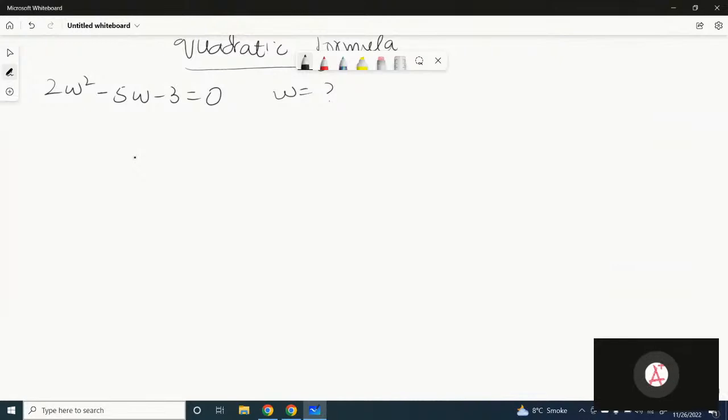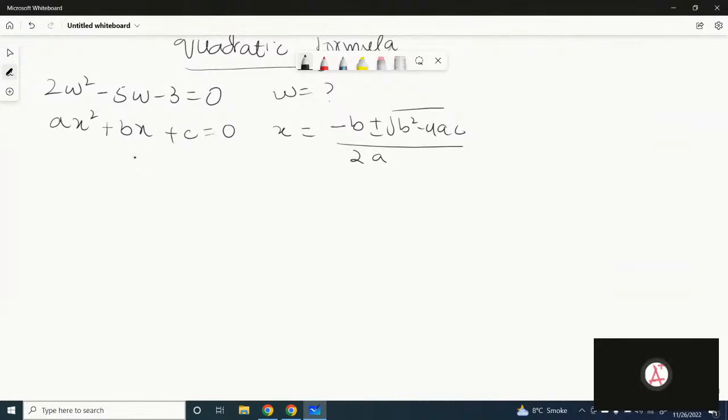you have to compare this equation with the quadratic equation, that is ax square plus bx plus c equals 0. That is actually the quadratic equation, and the quadratic formula, you have to find the value of x for this quadratic equation. It would be x equals negative b plus minus square root b square minus 4ac divided by 2a. That is actually the quadratic formula.